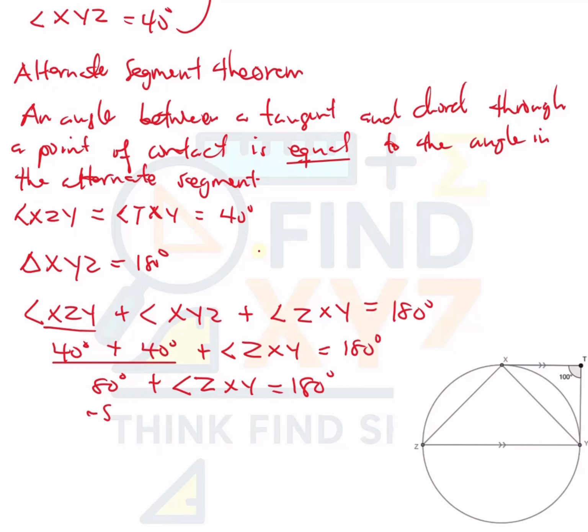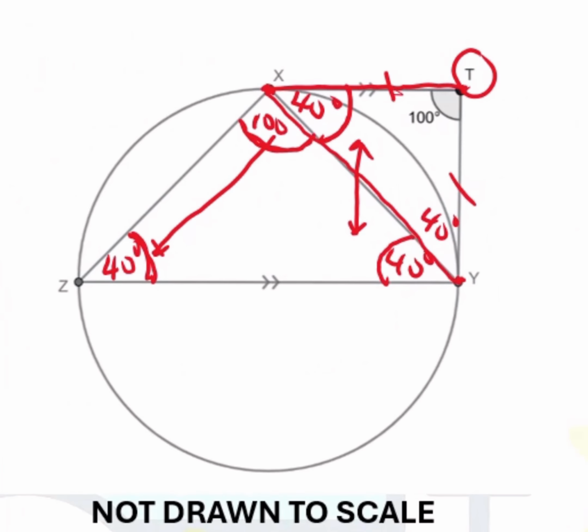Then we can subtract 80 from both sides. Then 80 minus 80 will give us 0. So we have angle ZXY, which is equal to 180 minus 80. That will give us 100 degrees. So the angle that we are looking for, which is angle ZXY, is equal to 100 degrees. So that is the answer to our problem.